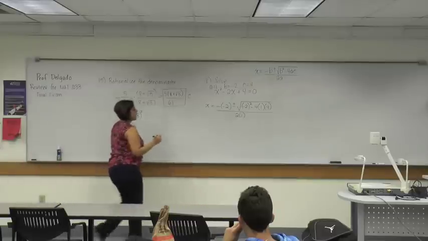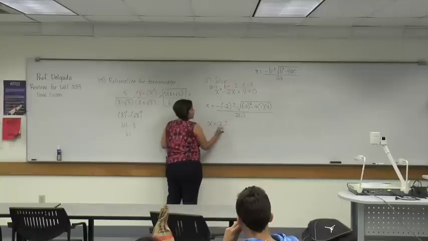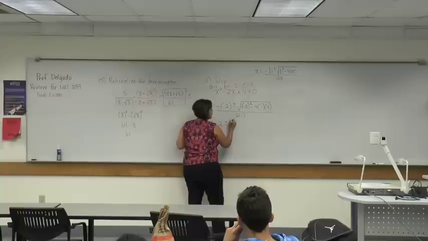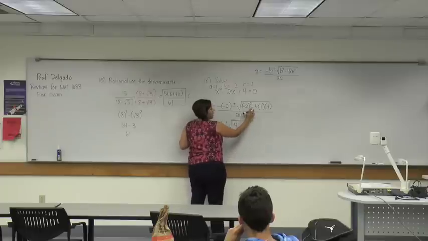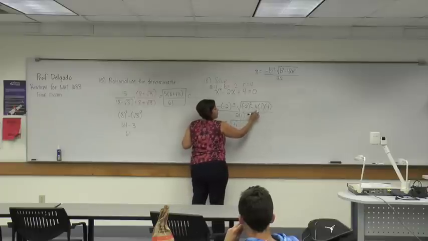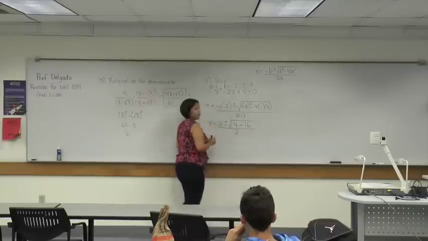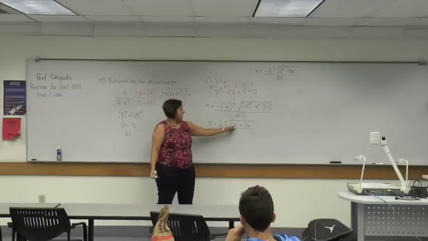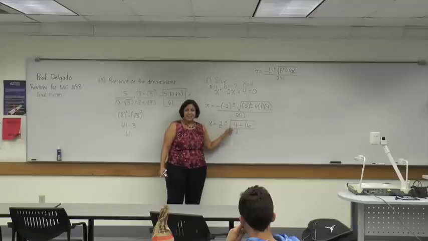So the opposite of negative 2 is positive 2, and we have plus or minus square root of negative 2 quantity squared is 4, right? We have 4 times 1 times 4, that's 16, so we have negative 16. And all of that is over 2. In that radicand, we're going to end up with a negative number. 4 minus 16 is a negative 12.